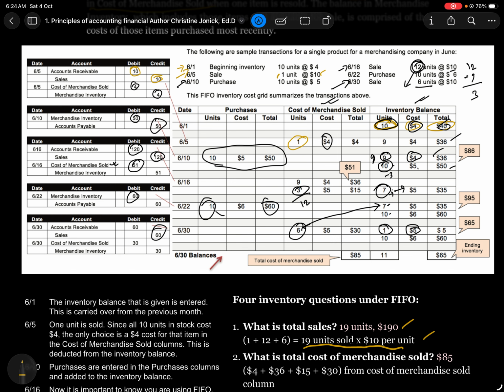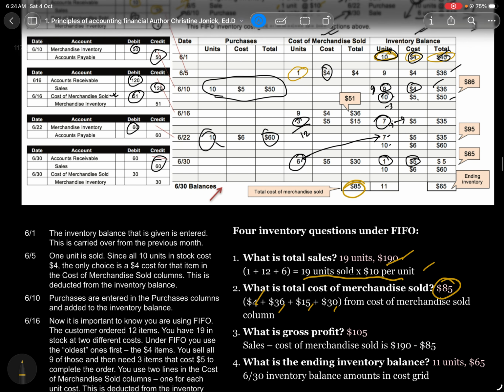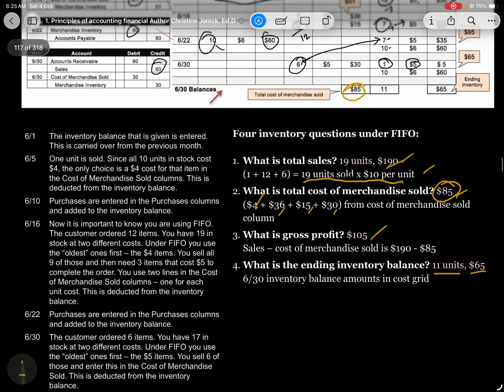Our COGS would be different. It would be $4, 36, 15, 30, right? So $85. So what would be our profit? It would be 190 minus 85, 105. And our balance on inventory would be how much? 11 units at the rate 65, right? $65. Okay.